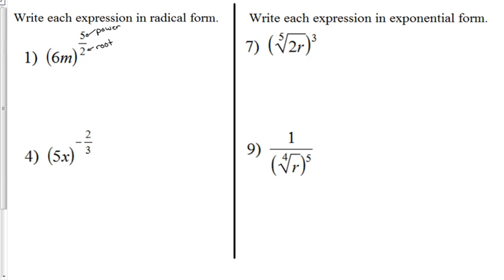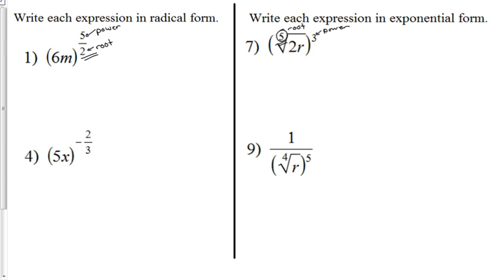Over here, this is radical form. This number is the root, this number is the power. So the number on top, the power, goes on the outside of the parentheses as the power. The number on the bottom, the root, gets placed in that little place right there. That tells you what root we're looking at. When you don't see a number there, that is a square root.